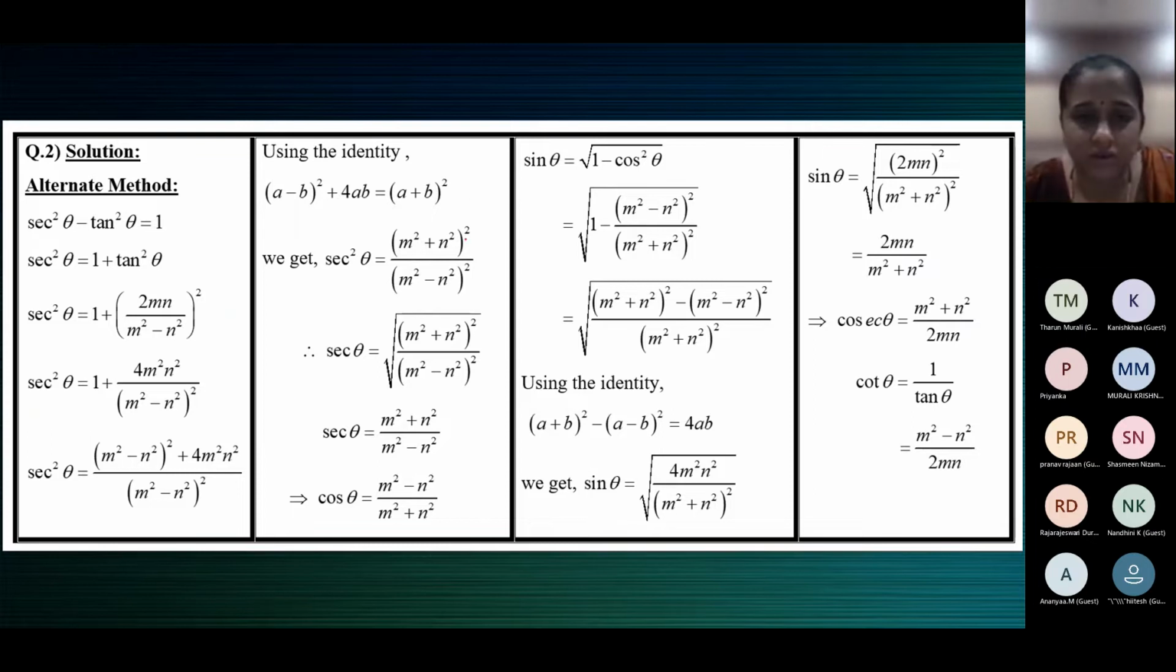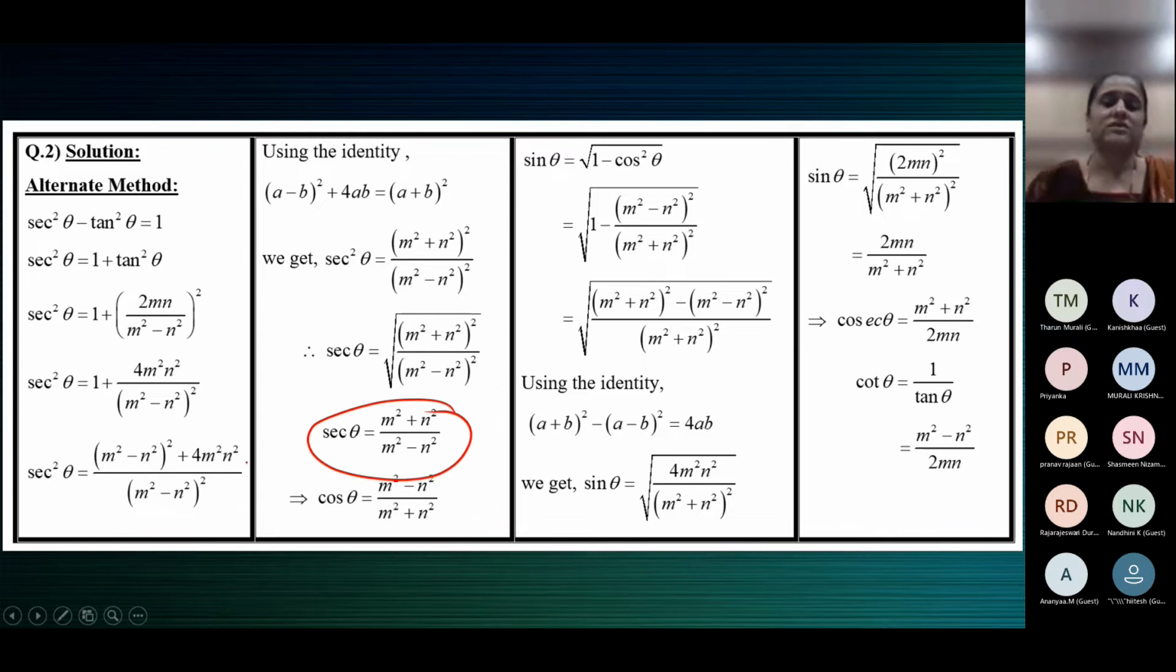So now you can see the numerator is a perfect square and the denominator is also a perfect square. So secant square theta is this, and secant theta is equal to the square root of what you see on the RHS. Since this is a whole square, secant theta will be equal to m square plus n square by m square minus n square. So we got secant theta.